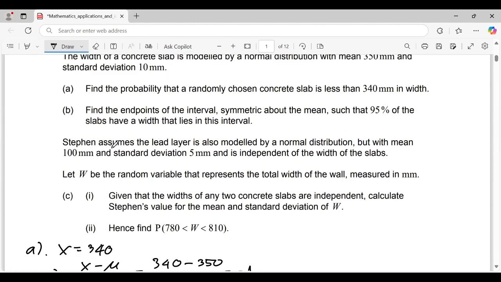Stephen assumes the lead layer is also modeled by a normal distribution, but with mean 100 millimeters and standard deviation 5 millimeters, and is independent of the width of the slabs. Let W be the random variable that represents the total width of the wall measured in millimeters. C1. Given that the widths of any two concrete slabs are independent, calculate Stephen's value for the mean and standard deviation of W.